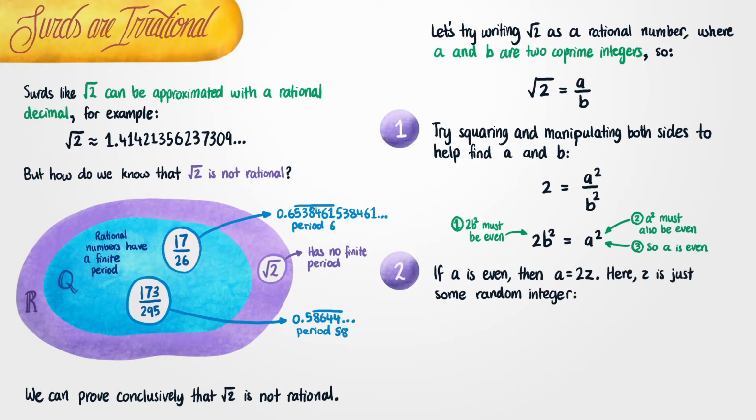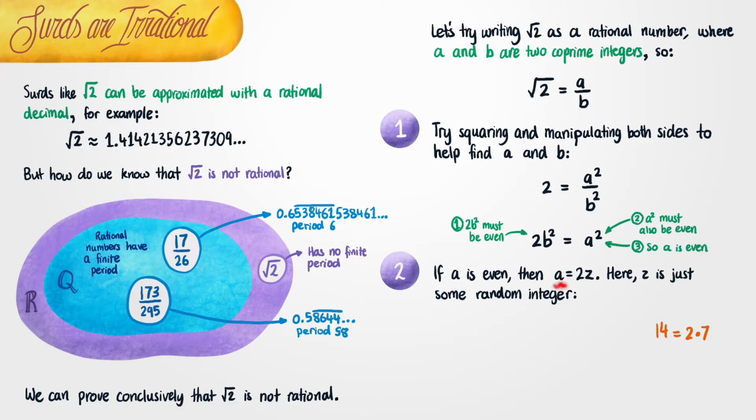Now, forcing a to equal 2z can be a little bit confusing, so let me explain it with a particular example. For example, we know that the number 14 is an even number, but we can also write 14 as 2 times 7. In this case, a would be the even number, so a is the number 14, and we can write 14 as 2 times z, or in this case 2 times 7, so in this case z is the same thing as 7.